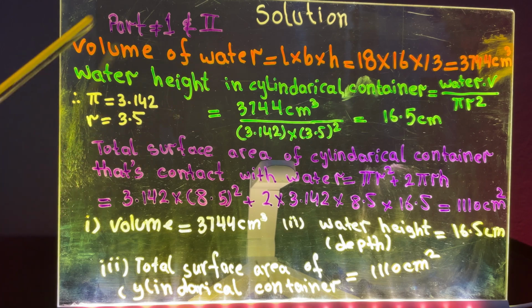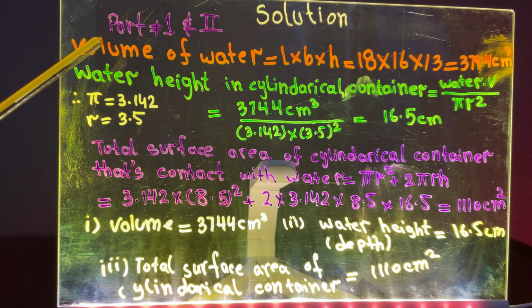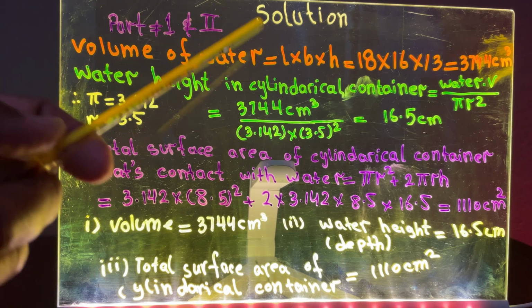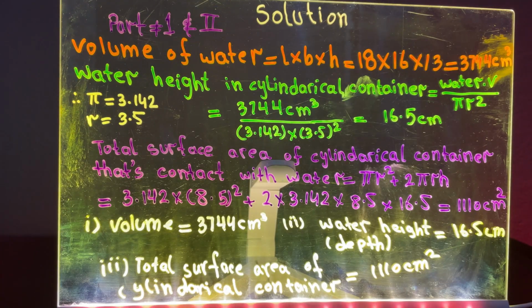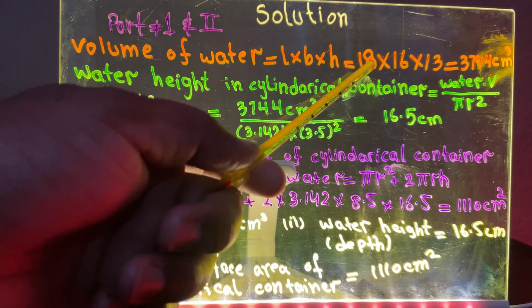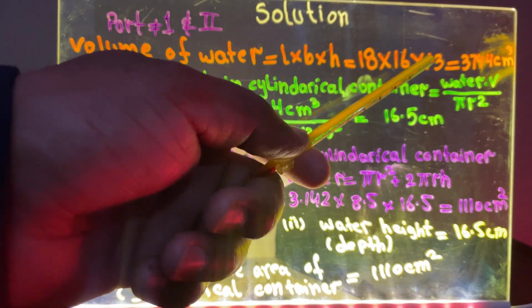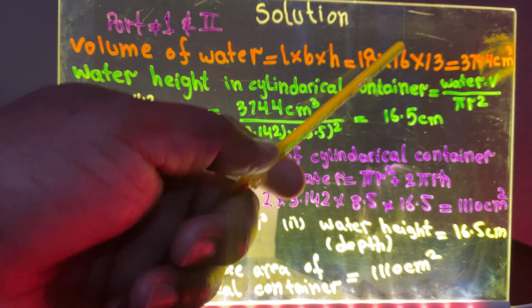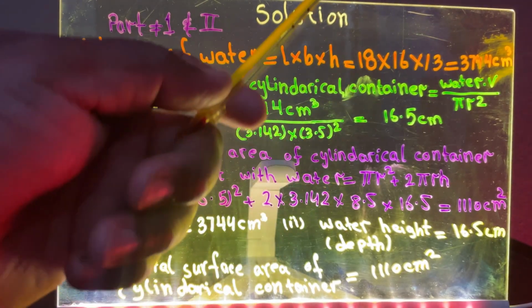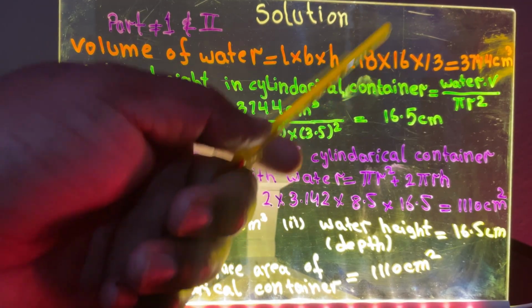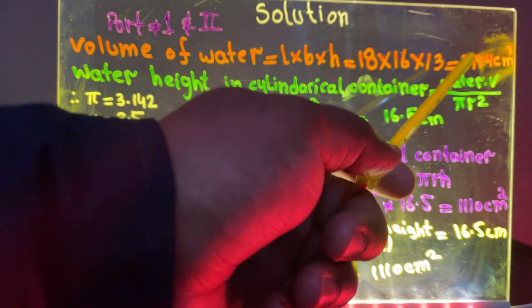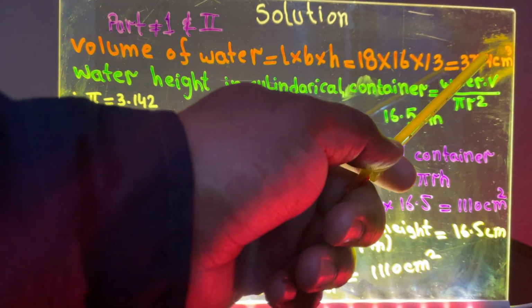volume of water. To find the volume of water in the cylindrical container, we will use the same formula that I told you before this. That is 18 multiplying by 16 multiplying by 13. These are the given values. And when we multiply 18 by 16, then by 13, we will get 3744 centimeter cube.